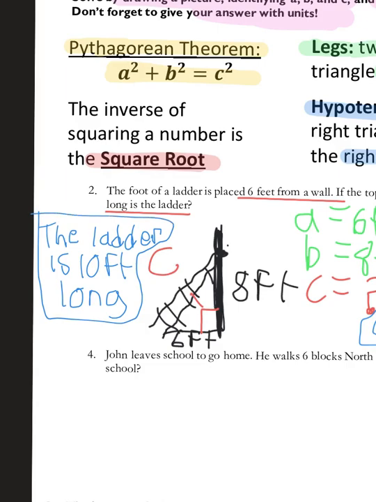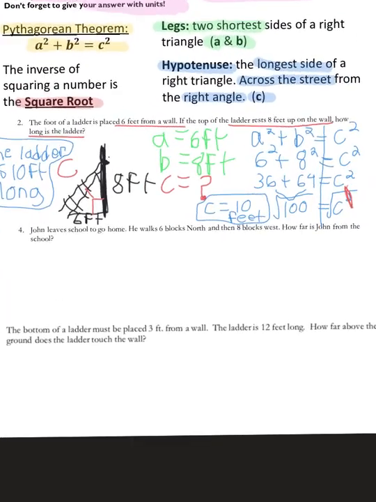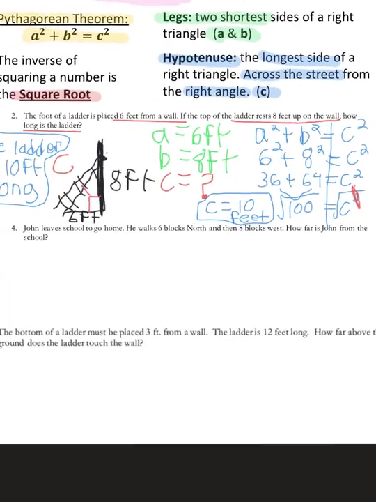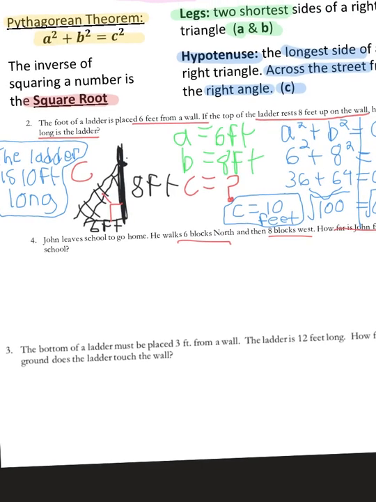All right, let's look at this next one real quick. Okay, John leaves school to go home. He walks 6 blocks north, and he walks 8 blocks west. So that's going to be important. How far is John from school? Okay, so how far is John from school?